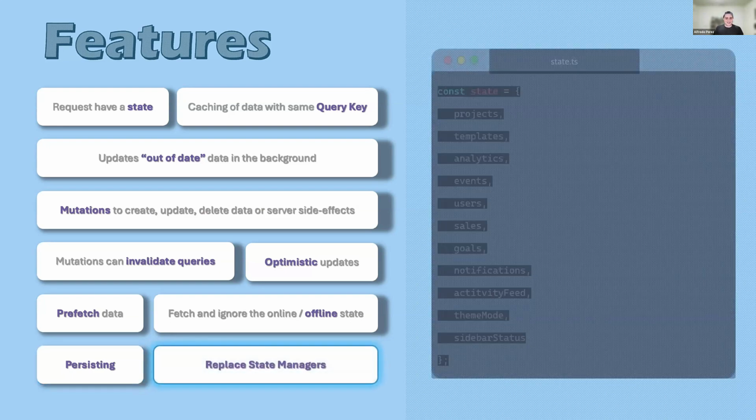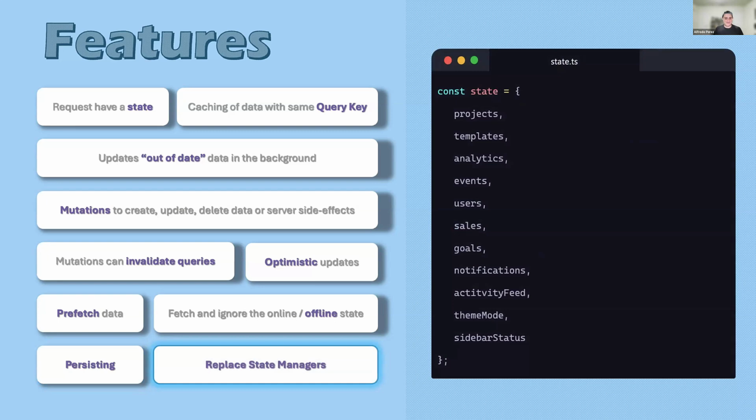Finally, I want to talk about the big question. Is this going to replace other state managers? So if we go back to the slide where I was showing you all the different kinds of state that you need to keep track of, you will have something like this. You will have a state with all your domains or entities like project, templates, analytics, events, and so on, and maybe some global ones like theme mode, sidebar status, feature flags, or user configuration, right?